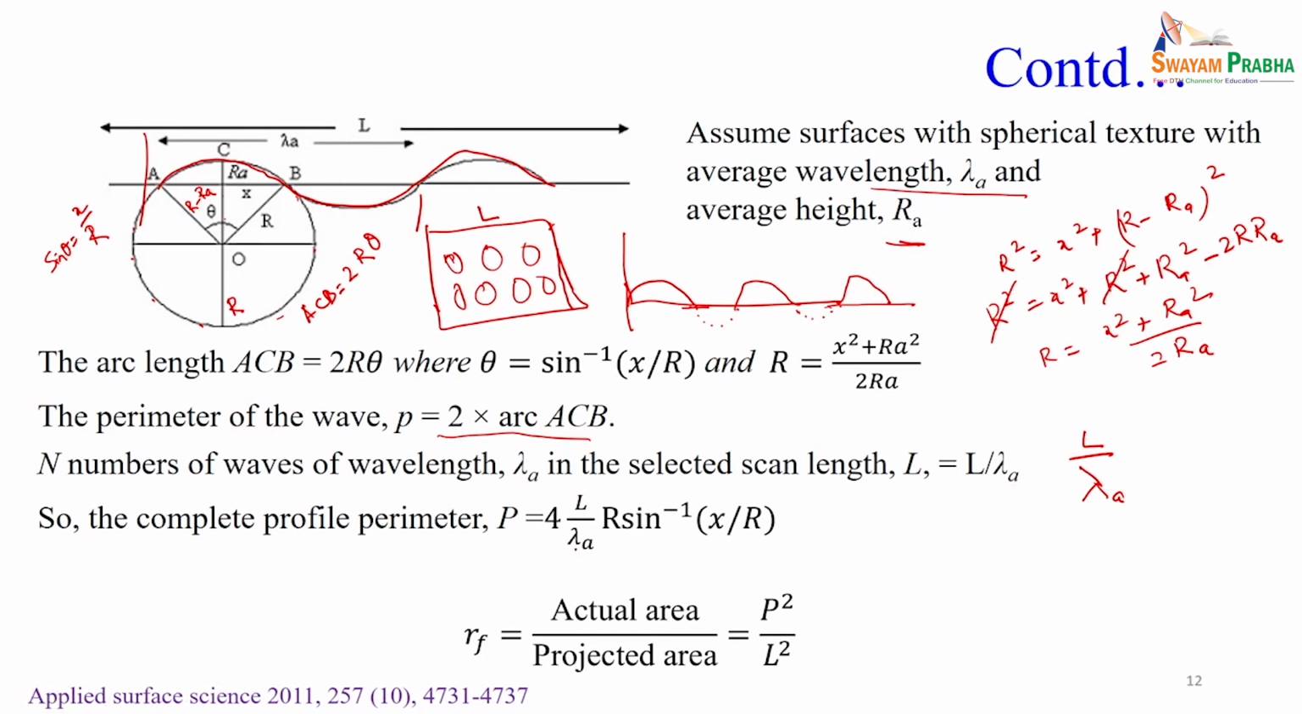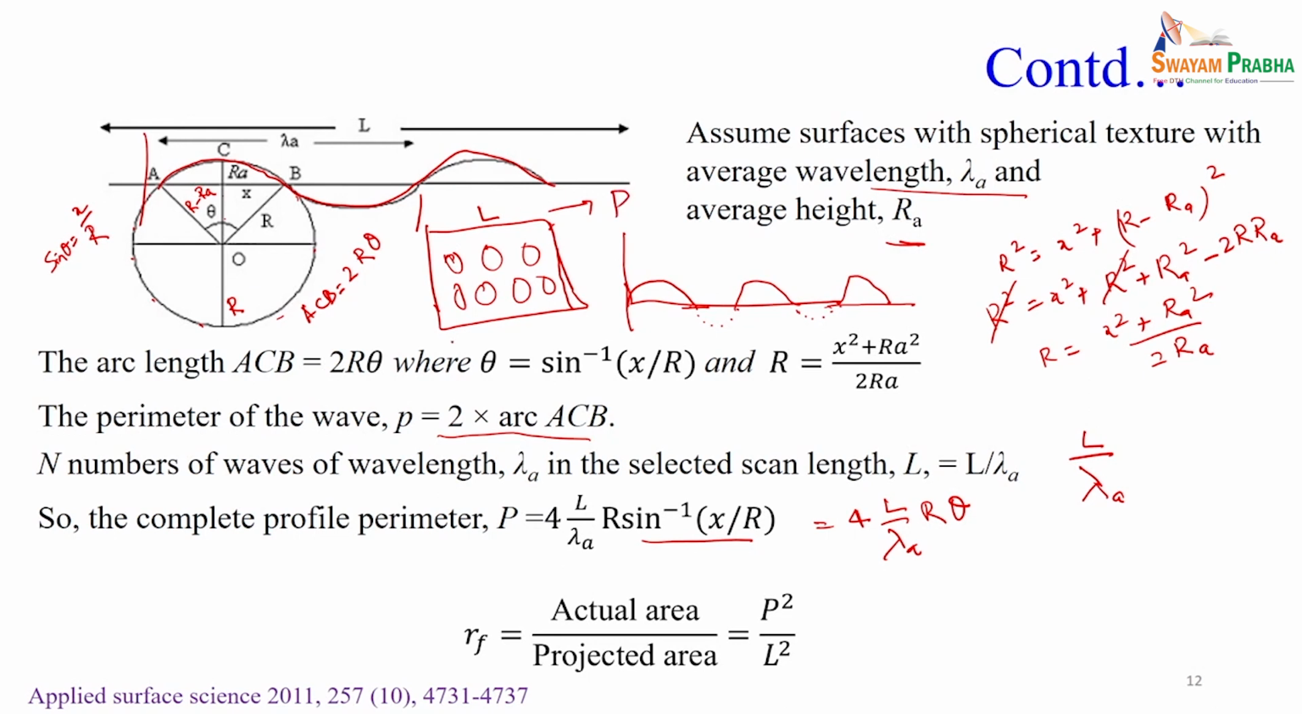L upon lambda A into P, P will be twice the length of arc ACB, and ACB is 2r theta. So it will be 4r into theta, and theta is sin inverse x upon r. So it is like 4 L upon lambda A r theta, and theta is equal to sin inverse x upon r. Now, P is the projected perimeter, this was the L, and the projected length has increased to P, L has increased to P.